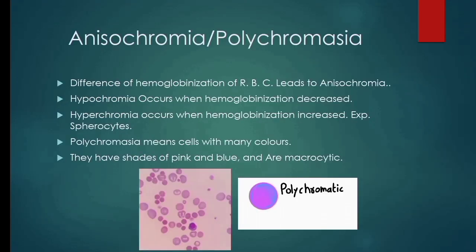The difference of hemoglobinization in RBC leads to anisochromia. Hypochromia occurs when hemoglobinization is decreased, and hyperchromia occurs when hemoglobinization is increased. Polychromasia means cells with many colors. They have shades of pink and blue and they are macrocytic.